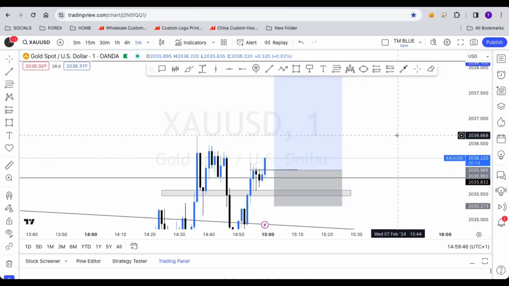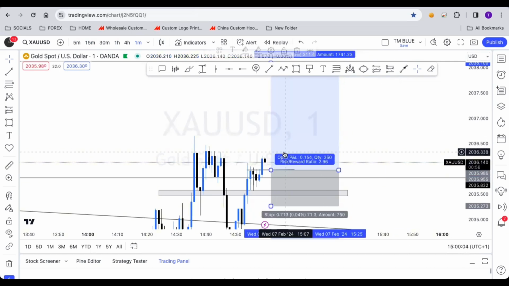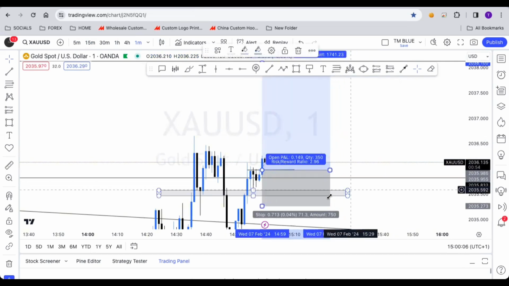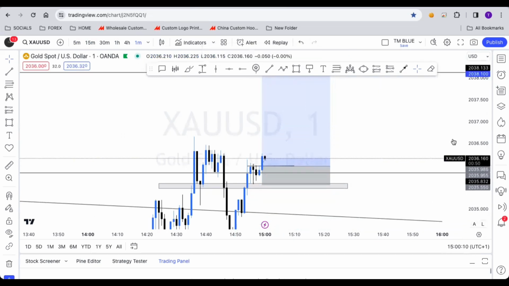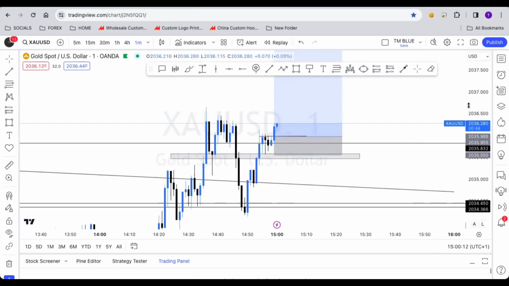All right, we've got 17 seconds left here. We're looking good. All right, cool. I'm entering my buys here on gold. Should see a huge explosion to the upside. All right, stop loss we're putting right here. And let's see what happens.